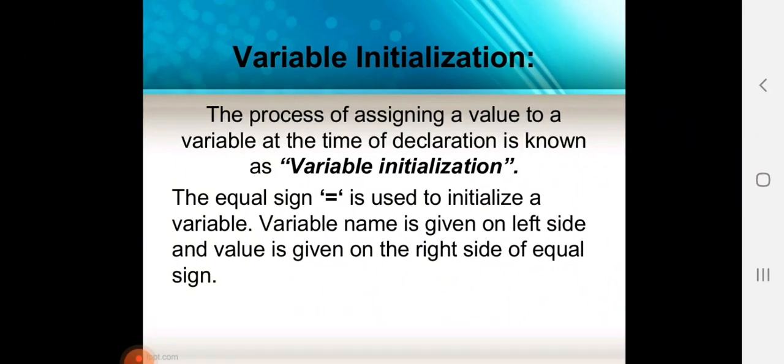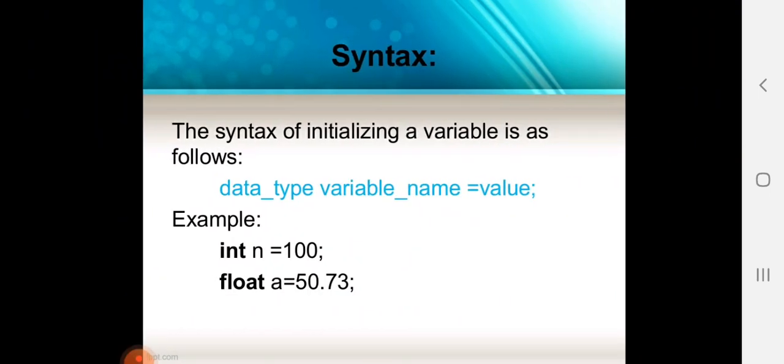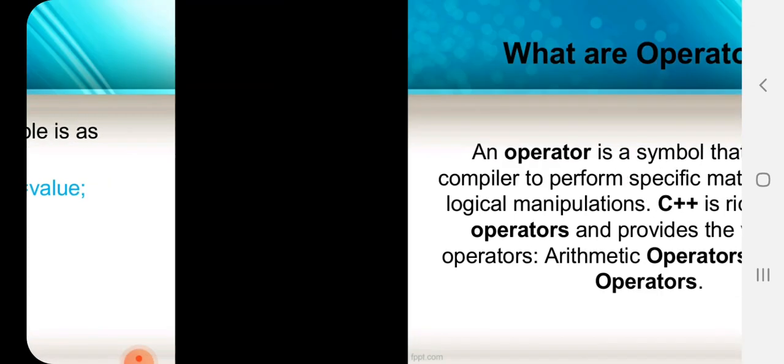And what is variable initialization? Initialization means we have to assign some value to the variable, that is called initialization. For that we are using the equal sign. What is the syntax? Data type, variable name, equal to, value, finally end with a semicolon. For example, int is a data type, n is a variable name, equal to 100 is a value, finally end with a semicolon. Here we have assigned the value 100 to the variable n, which belongs to data type integer.